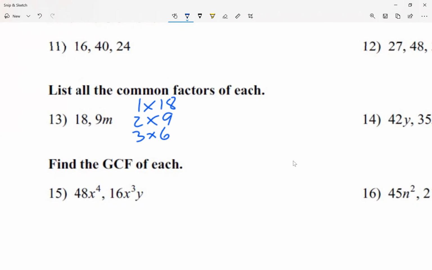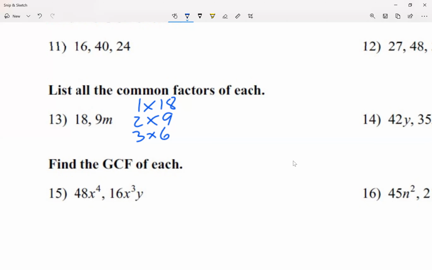Notice on the side on the left, I was going 1, 2, 3. So the next number is 4. 4 times something is not 18. How about 5? No, 5 doesn't work. How about 6? Yeah, 6 works. 6 times 3, but 6 is already on my list. So my factors of 18 are 1, 2, 3, 6, 9, 18. All those numbers are factors of 18.